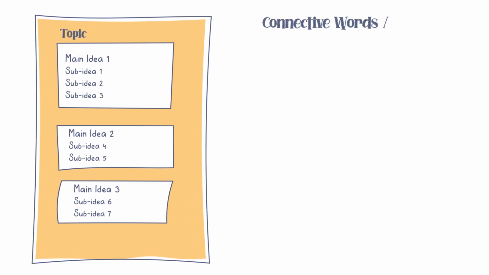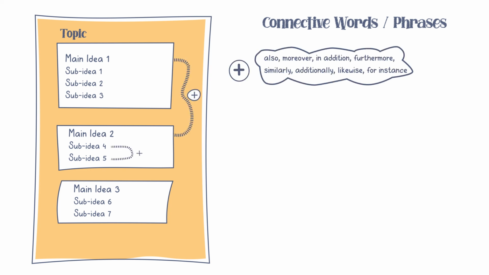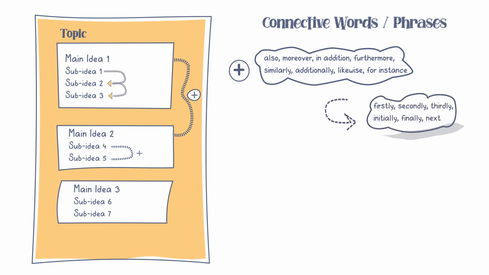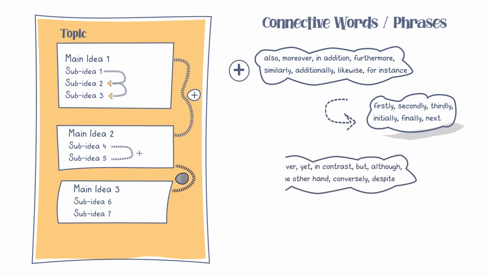Now it is the time to add connective words or phrases. Connectives can express different types of relationships between points. It can be adding more information, where you can use these words, or showing sequence with these words. Sometimes it is contrasting ideas, so you use these connectives. For giving reasons, these words could be beneficial.